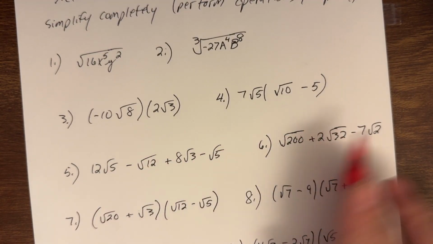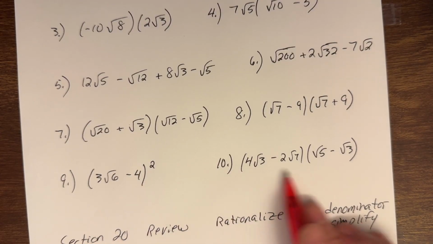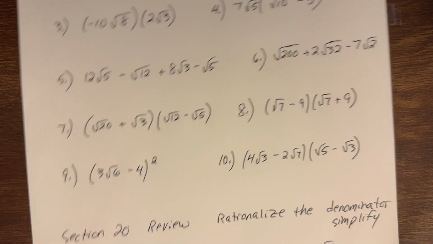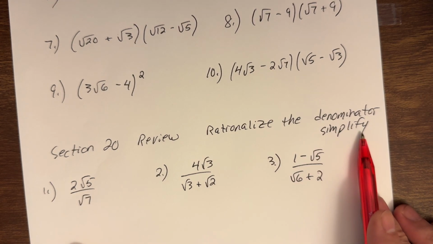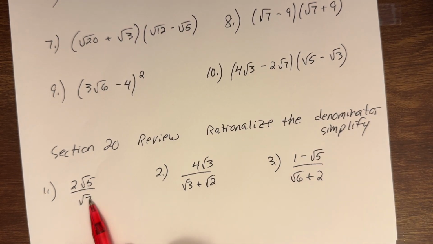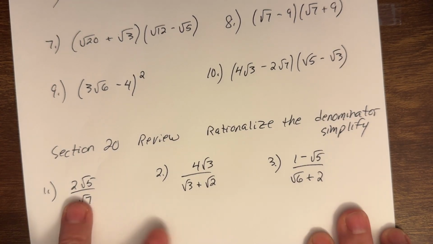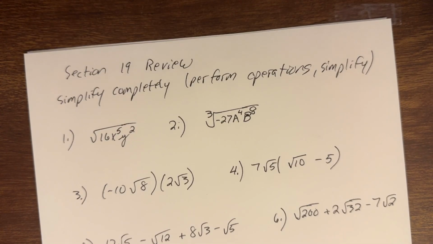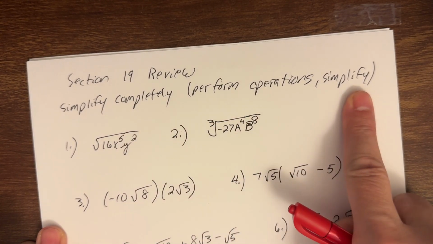Now we got a whole bunch of operation problems to go through. And then section 20, we are going to rationalize the denominator and simplify, and we have these three problems. So pause, do them yourself, and now I'm going to get to work. So number one, simplify completely.